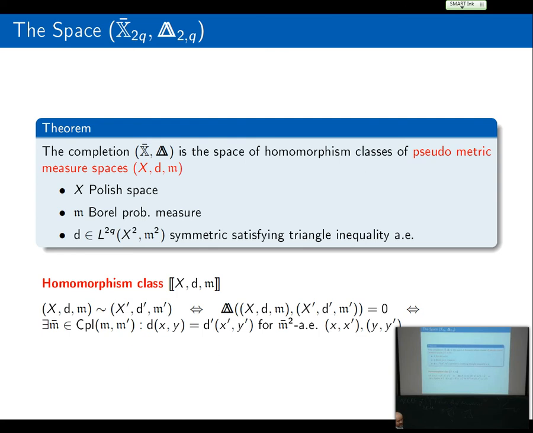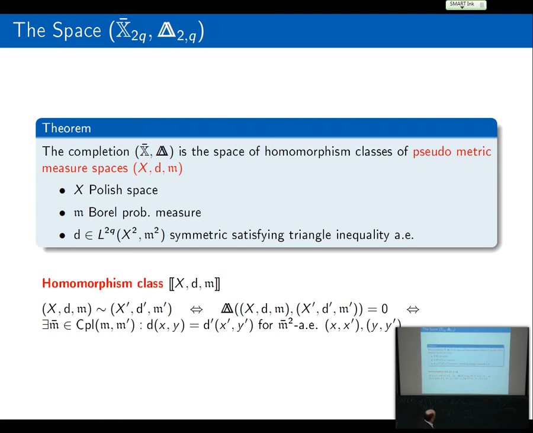Symmetric, satisfying the triangle inequality. It follows from the triangle inequality, at least almost everywhere. Yeah, you can also add non-negative. This does not matter. So you would say that X is metrizable. Yes, it's complete, separable, metrizable. I don't fix the metric which makes it a metric space.